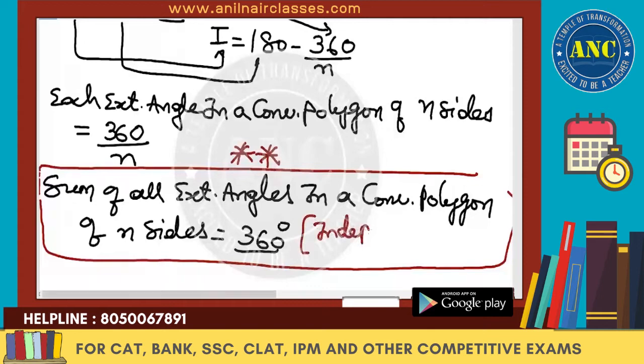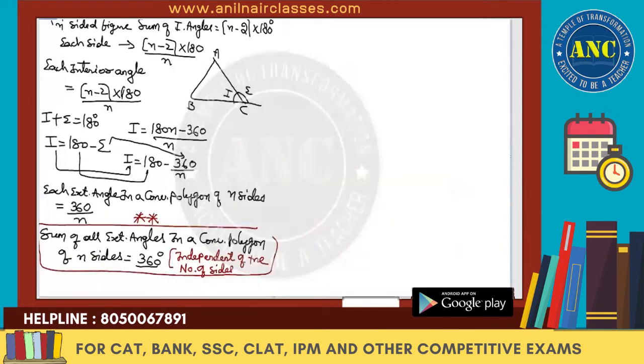It is independent of the number of sides. The sum of all exterior angles in a convex polygon of n sides is always 360 degrees. All these are very important.